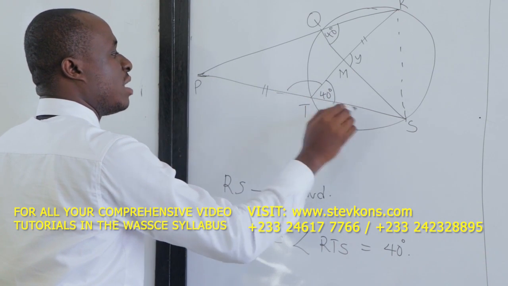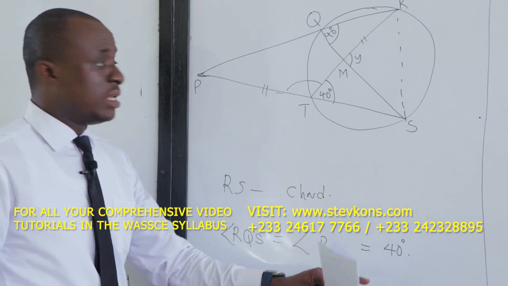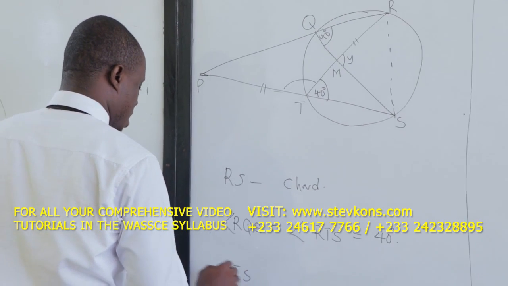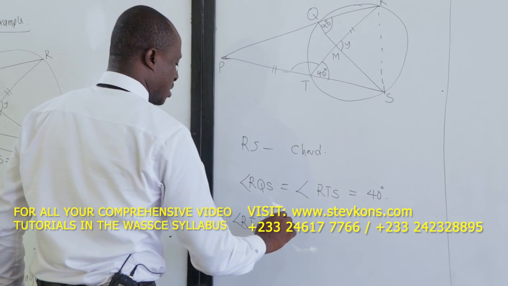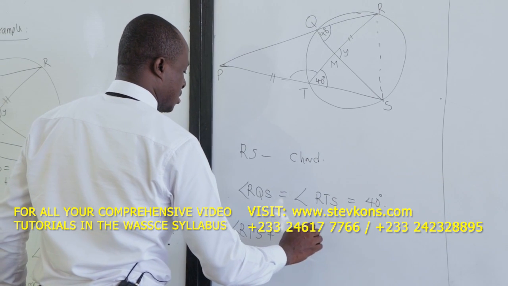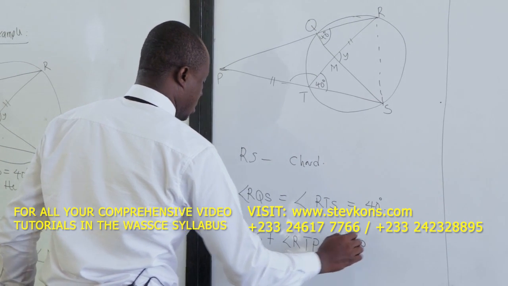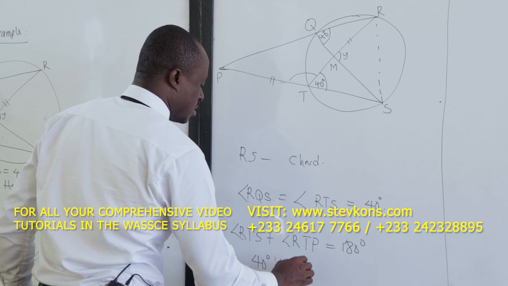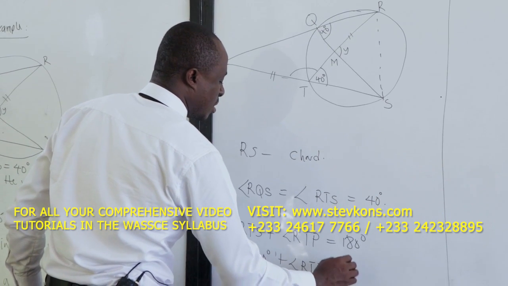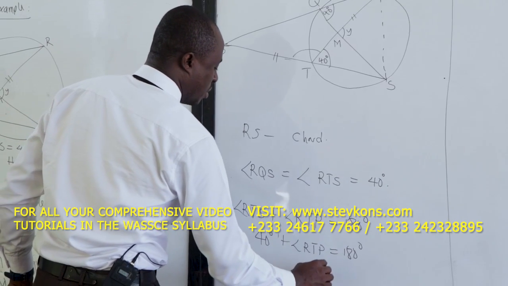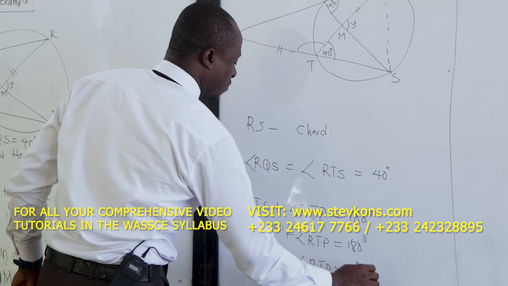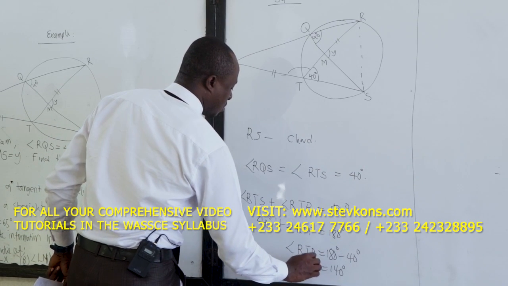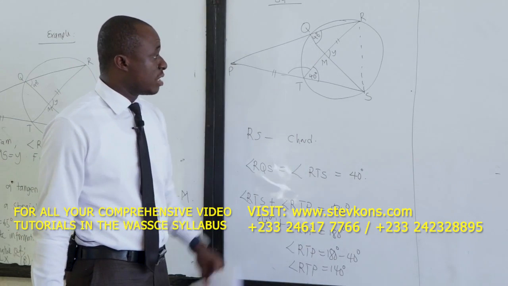So I know this place is 40 degrees. How can I find this? Sum of angles on a straight line add up to 180, so I'll be able to find the angle over there. Angle RTS plus angle RTP equals 180 degrees. RTS is 40 degrees, plus RTP equals 180 degrees. So RTP equals 180 degrees minus 40 degrees, and this is 140 degrees. The angle over here is 140 degrees.